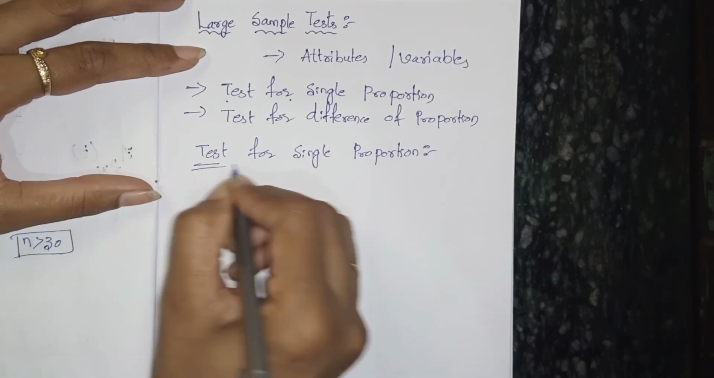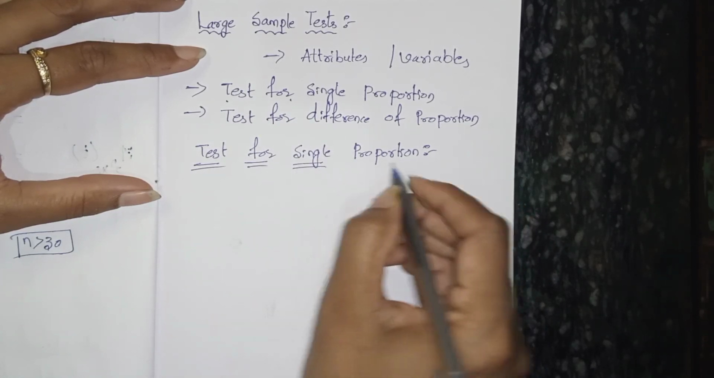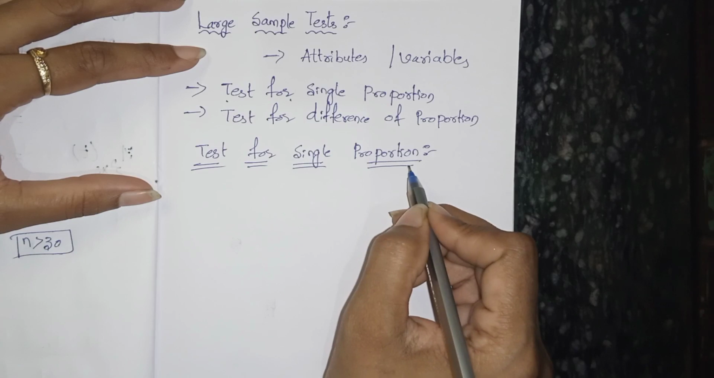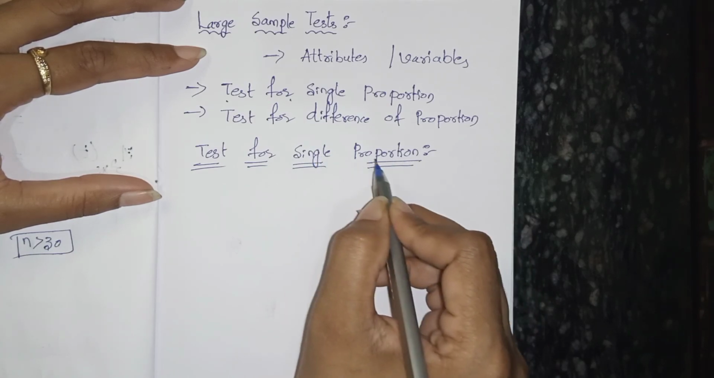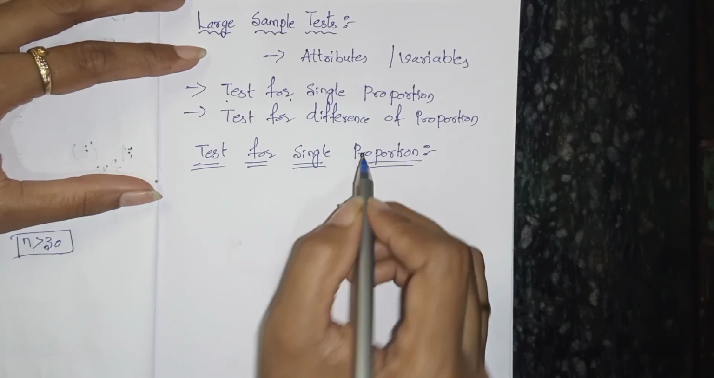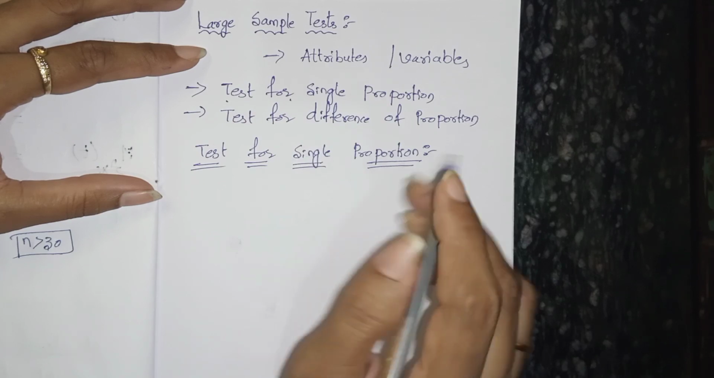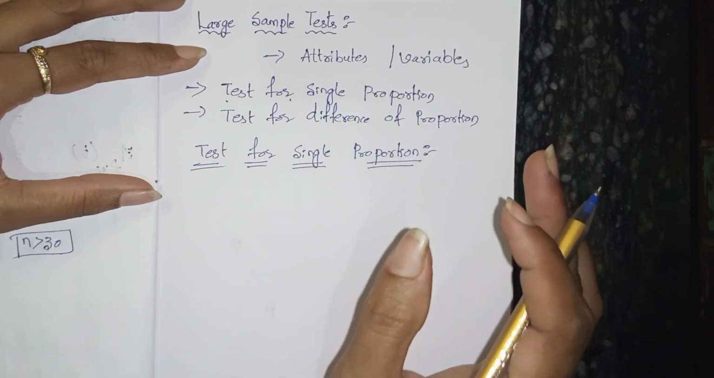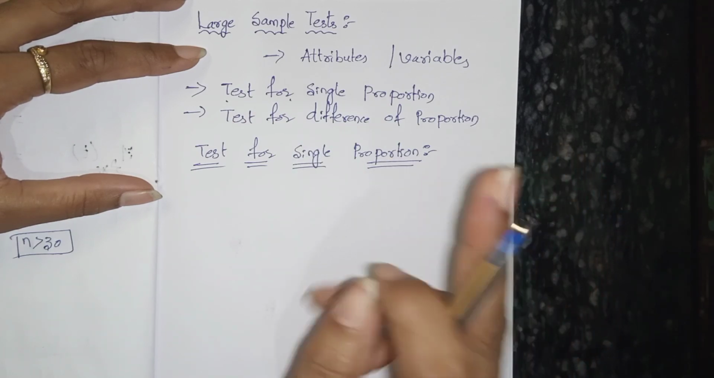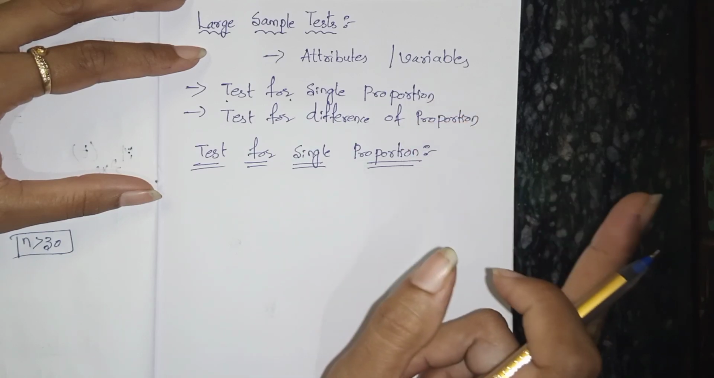So remember that when you are going to test any single proportion, if the word single comes, you are going to test between one sample and population.